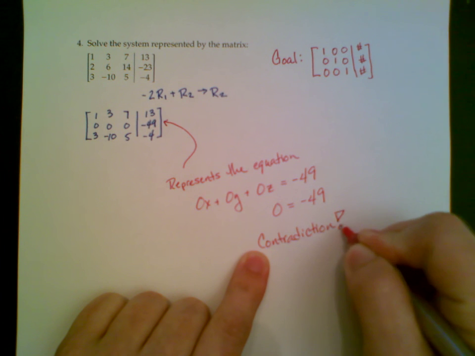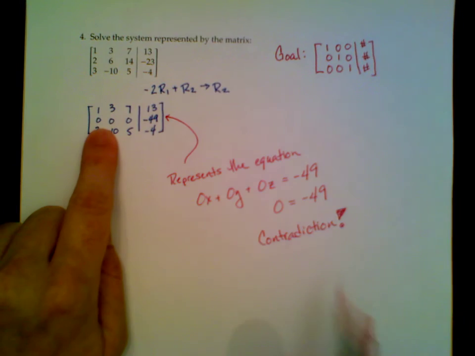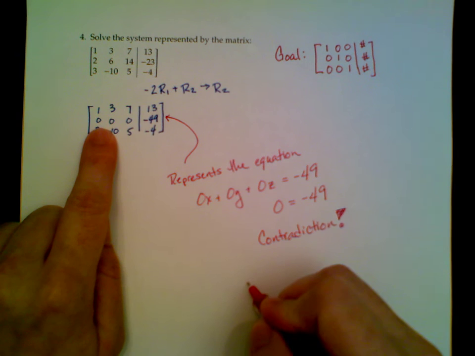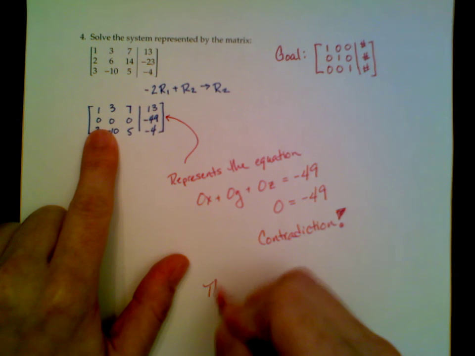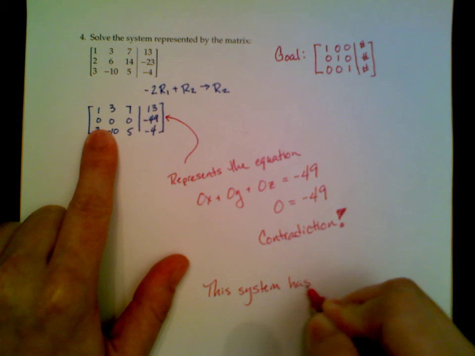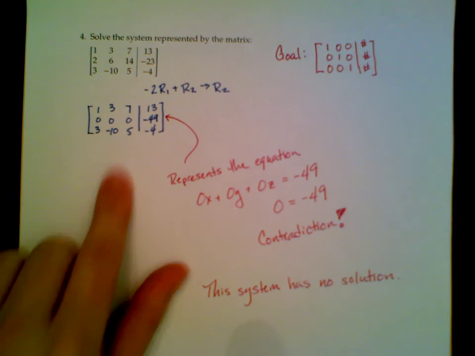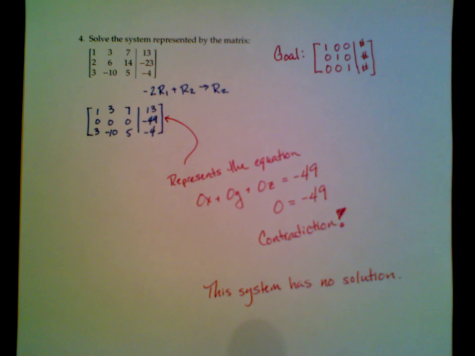As soon as you get to a contradiction, notice that we have not gotten to our goal form yet. We really haven't even gotten very close. But as soon as you get to a contradiction, you can stop, because the only way you will ever get a contradiction is if the system has no solution. So this system has no solution.